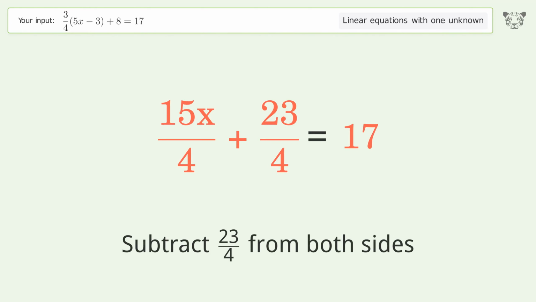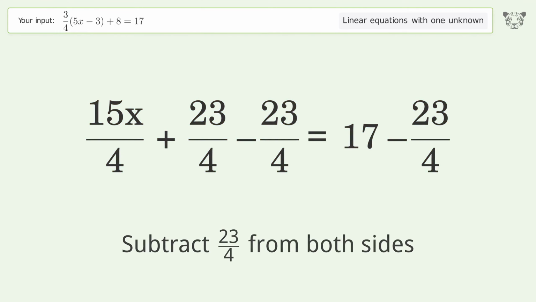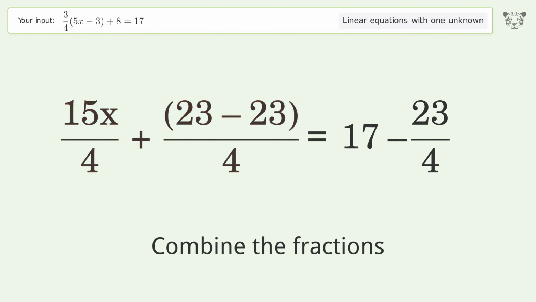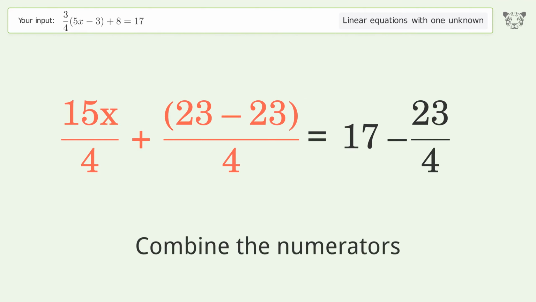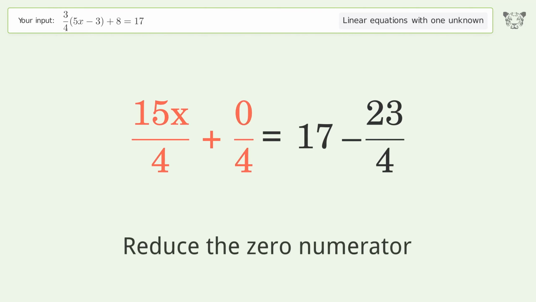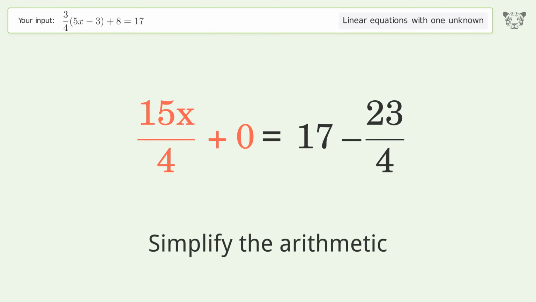Subtract 23/4 from both sides. Combine the fractions. Combine the numerators. Reduce the zero numerator. Simplify the arithmetic.